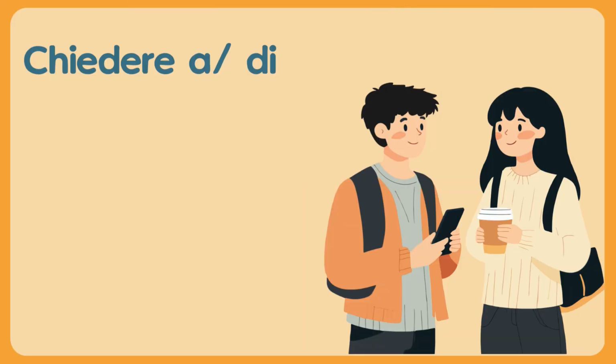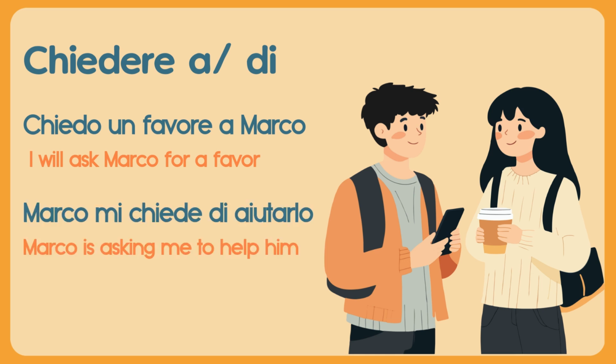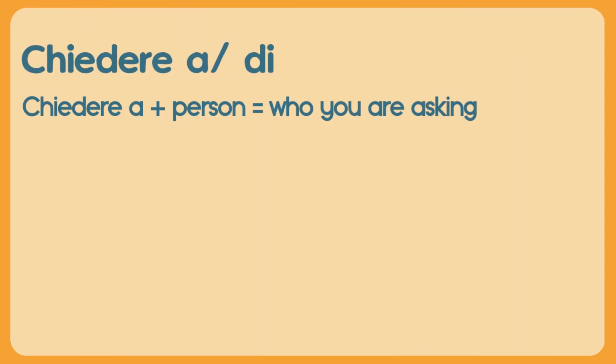Chiedere a. Chiedere di. Chiedo un favore a Marco. I will ask Marco for a favor. Marco mi chiede di aiutarlo. Marco is asking me to help him. So in Italian, chiedere a plus person, it refers to who you are asking.